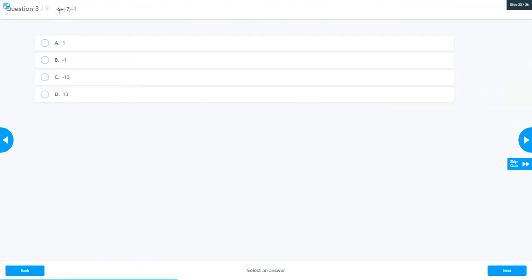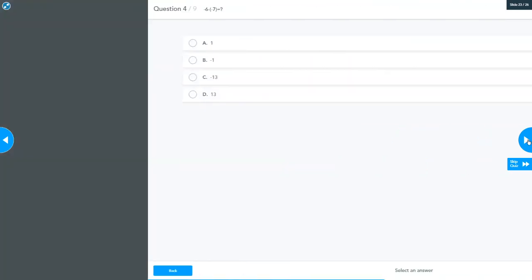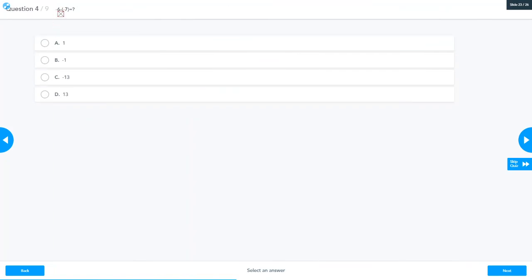A negative 6 plus a negative 7. Go ahead and solve it and choose the correct answer. Negative 6 minus a negative 7. Work it out and pick the right answer. Number 5 is 13 plus negative 4. Think about it closely. Be careful and choose the right answer.